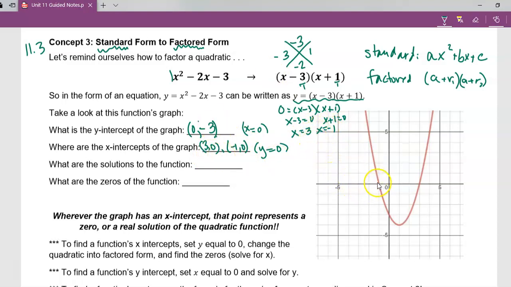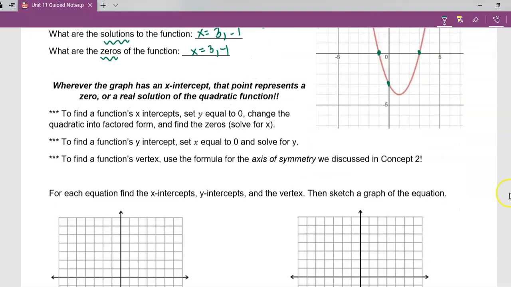So now if you look at our graph, we have an x-intercept at negative 1, 0, one at 3, 0. We have a y-intercept at 0, negative 3. The solutions to the function, we just found them in the previous step, x equals 3 and x equals negative 1, and zeros is just another name for the same thing. So this is really just pointing out that zeros, solutions, and x-intercepts are three different words for the same thing. Sometimes it just slightly depends on which context you're using it in, but that's what it's referring to if it talks about any of those.